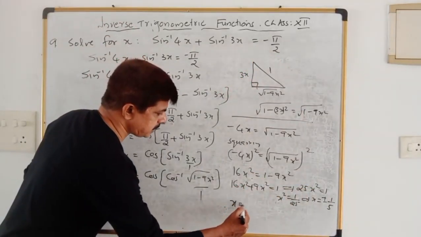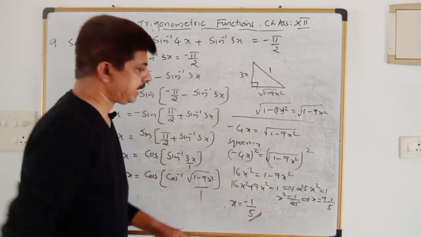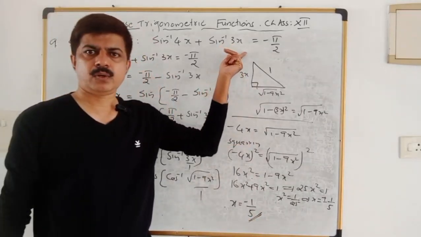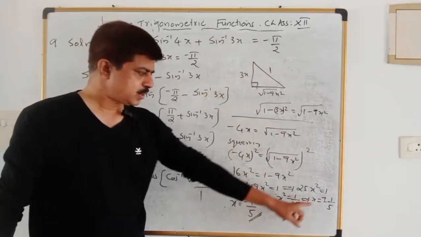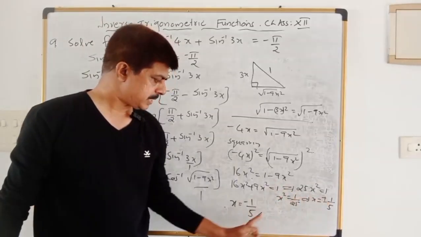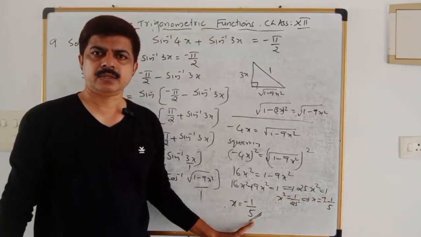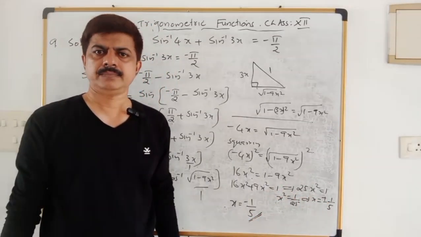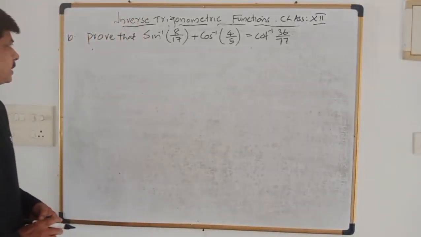So what is the value of x? x is equal to negative 1 by 5. From the question we know that the answer is negative, so we avoid the positive answer and get our correct answer, x equal to negative 1 by 5. Clear? Okay, we are going to discuss the next, 10th question.